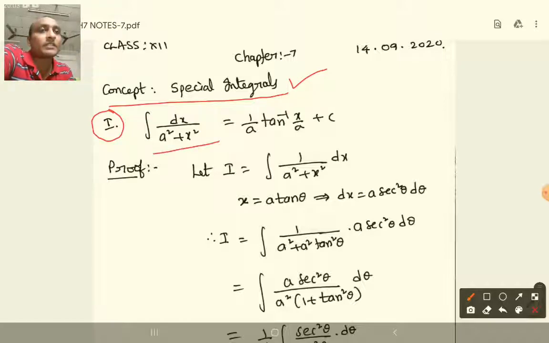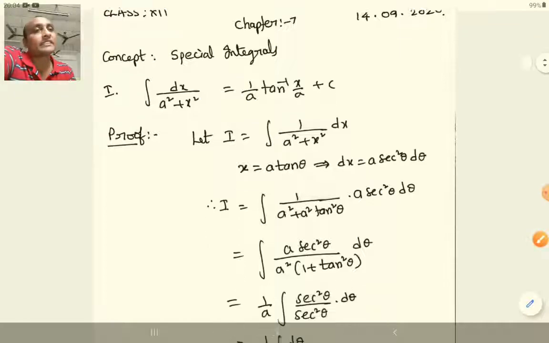They are of the type integration of dx by a square plus x square. The formula for this is 1 by a tan inverse x by a plus c. You should know it as a formula, you should remember it, you should learn it by heart. Also you should know the derivation, because in the exam they are asking the derivation also. So better to know the derivation also.